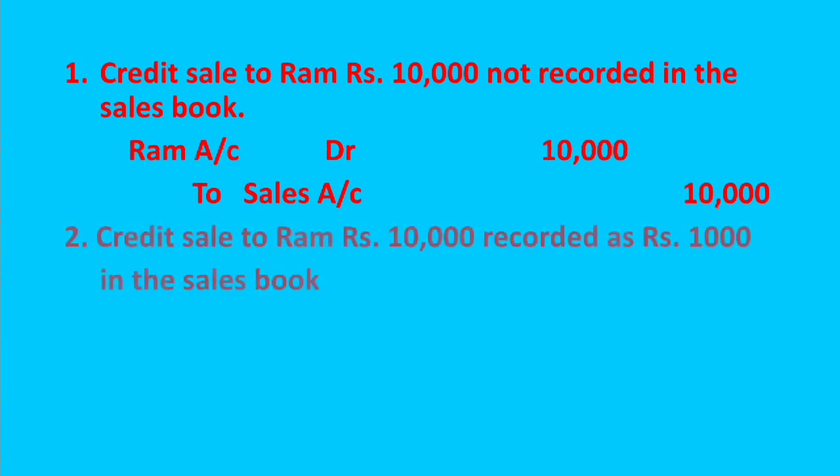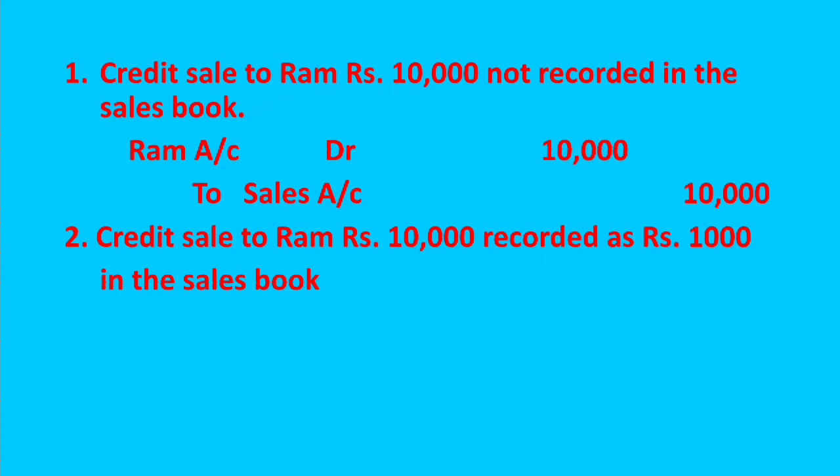Next example, credit sale to Ram rupees 10,000 recorded as rupees 1,000 in the sales book. Here we have recorded the transaction. That means debited the Ram's account and credited the sales account, but for a different amount. Instead of recording the amount as 10,000, we have recorded it as rupees 1,000. A difference of 9,000. 9,000 short debit and short credit. Short debit in Ram's account and short credit in sales account.